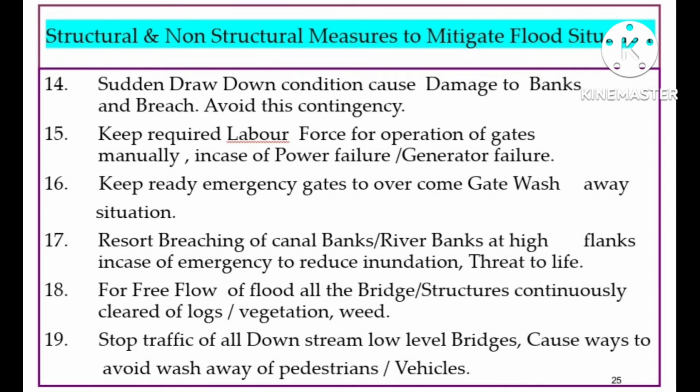Sudden drawdown conditions cause damage to banks and breach. Avoid this contingency. Keep the required labor force for manual operation of gates in case of power failure or generator failure. Keep emergency gates ready to overcome a gate wash-away situation. Reserve breaching of canal banks and river banks at high places in case of emergency to reduce the inundation threat to life.